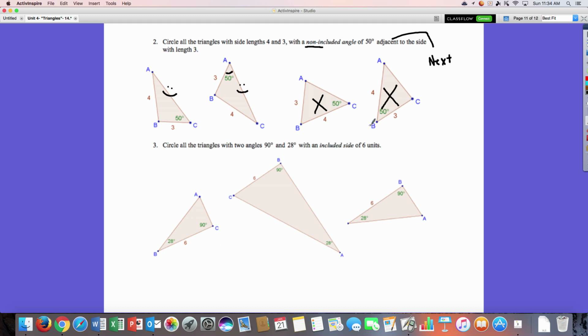This one says circle all the triangles with angles 90 and 28 with an included side of 6. So here we got 28. Here we got 90. Is that 6 between them? Yep. Here we have 90. Here we have 28. But that 6 is not included. It's not in between those. Let's look at this last one. We got an angle of 28. We got an angle of 90. I'll even draw the little 90 thing there for you. Is this 6 between 90 and 28? Yepers. Sure is.